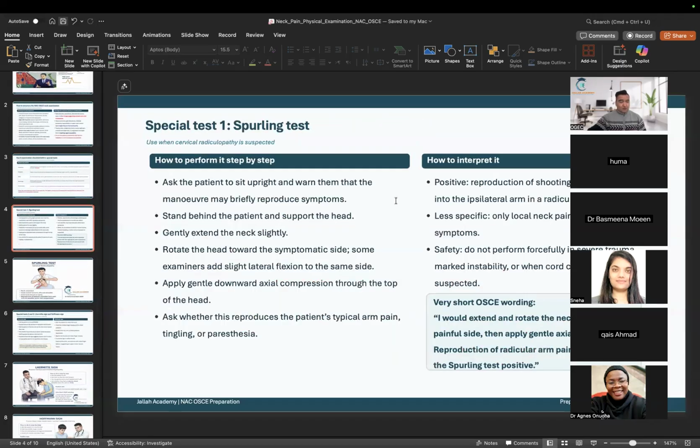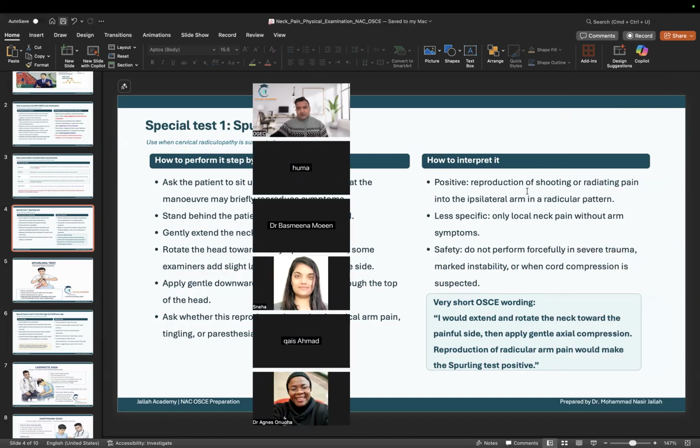Special test number 1, Spurling test. So this is how you do it. I'm not going to go one by one on each of them because I'm going to explain it in the picture. If it is positive, there is reproduction of the pain or radiating pain into the ipsilateral arm in a radicular pattern, which is less specific. Okay, so very short OSCE wording. This is the most important part of this slide.